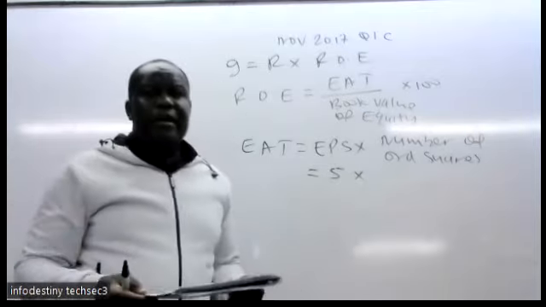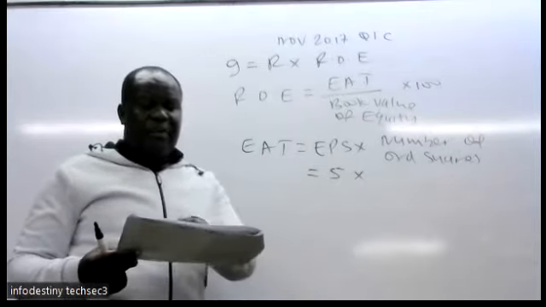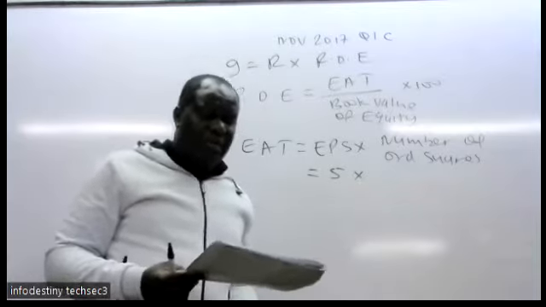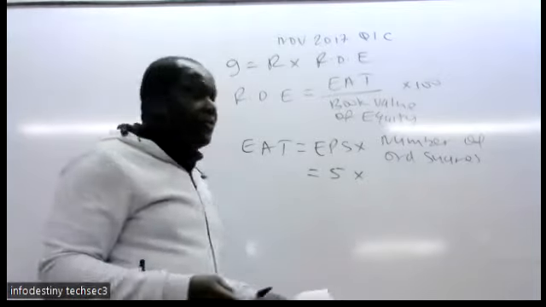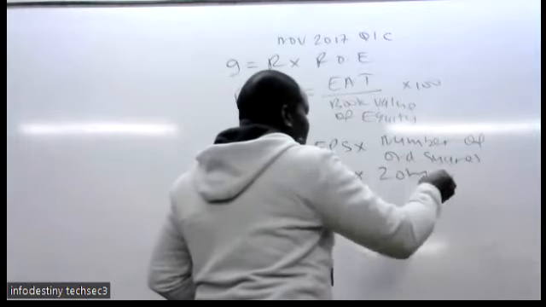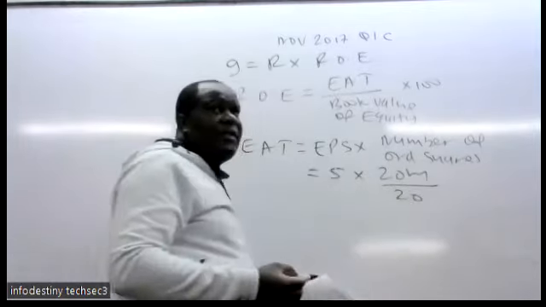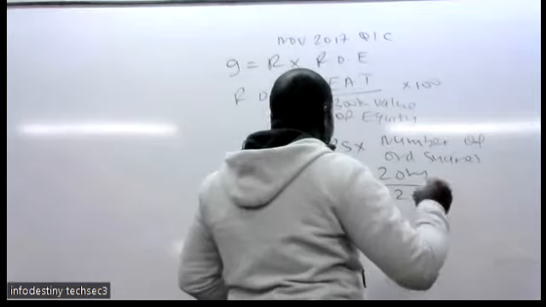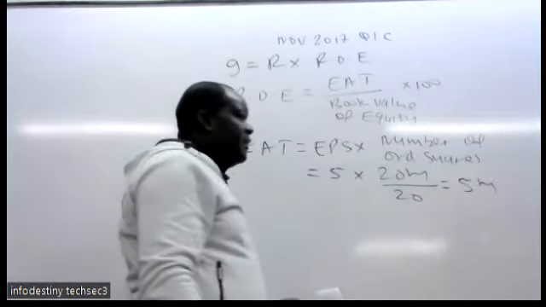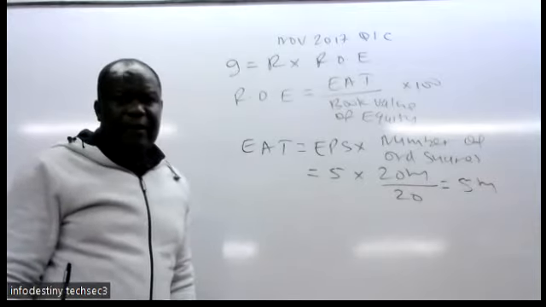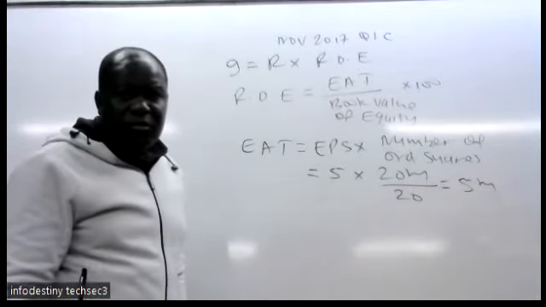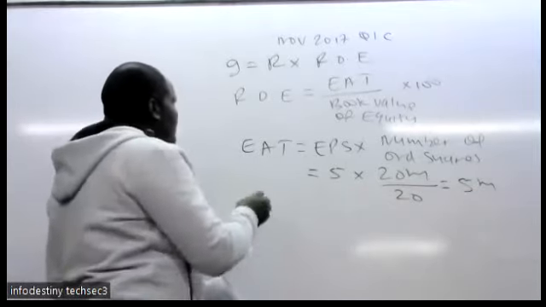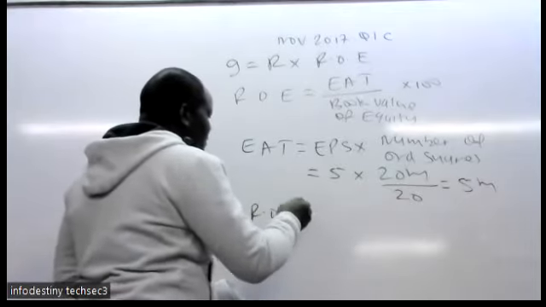Then, to get the number of ordinary shares, go to the capital structure. In the capital structure, ordinary share capital is 20 million, then the par value is 20. So you take the 20 millions, divide by the par value of 20 shillings. That will tell us the number of shares, and earnings after tax is going to be 5 millions. So now from there, we should be able to come up with the return on equity.